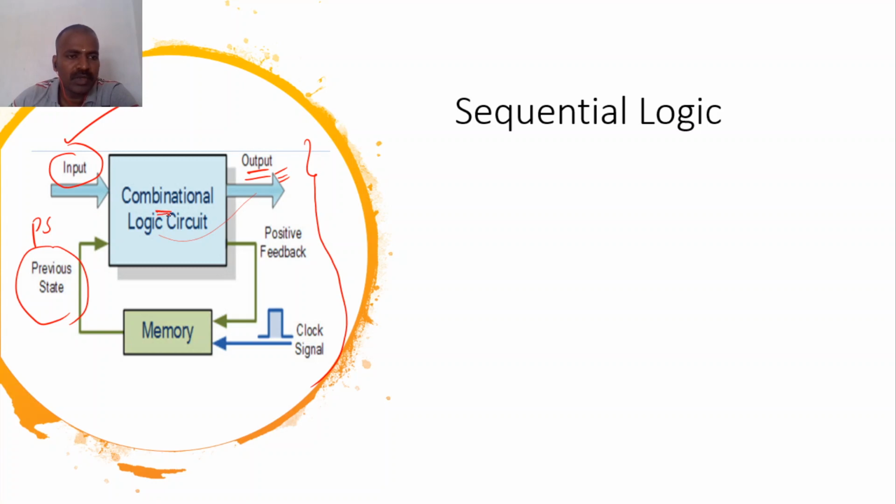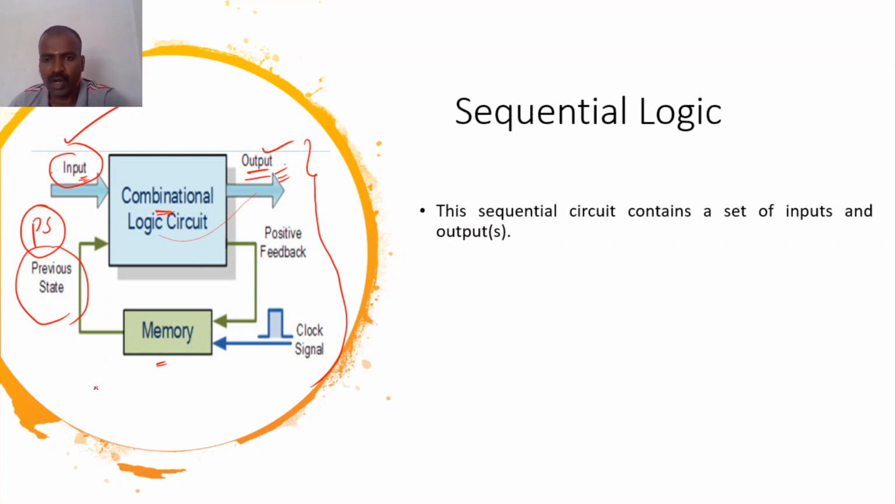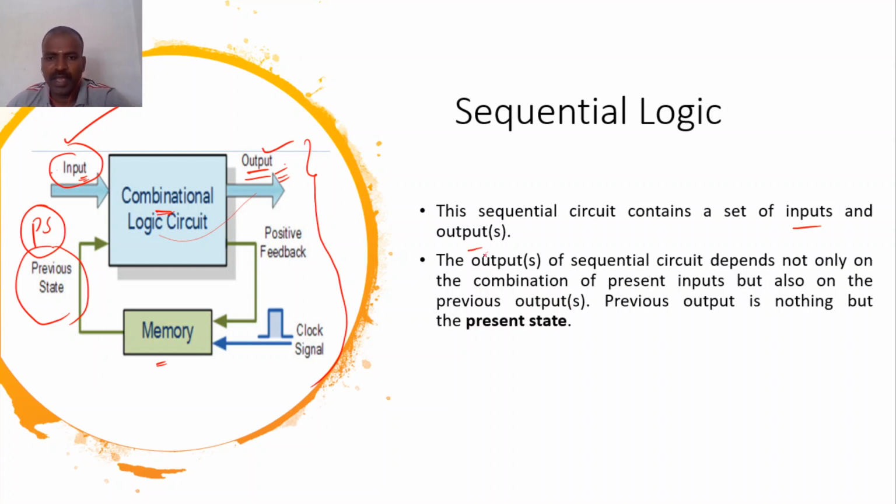So in a combinational circuit, the output depends only on the present input, and in a sequential circuit, the output depends on the present input as well as the past output. To remember the past output, we need a memory device in sequential circuits. This is the introduction to sequential logic. It consists of a set of inputs and outputs, and the outputs depend not only on the combinations of present input but also on the previous output, which is nothing but the present state. We can represent this simply as PS.